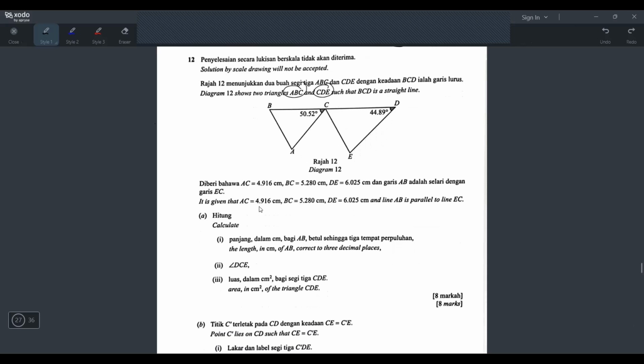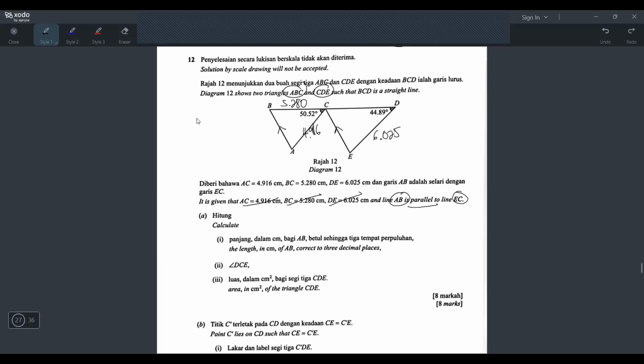Okay, let's see what else. It is given that AC is 4.916. Oh, can label 4.916. So these are all very crucial information. BC is 5.280. Next one, DE is 6.025. Okay, let's go. And then line AB is parallel to line EC. What does it mean by parallel? Okay, never mind, we label first, AB, EC. Usually, when parallel, I teach my students to label like this, put an arrow like this, right? Oh, it means you can find out.